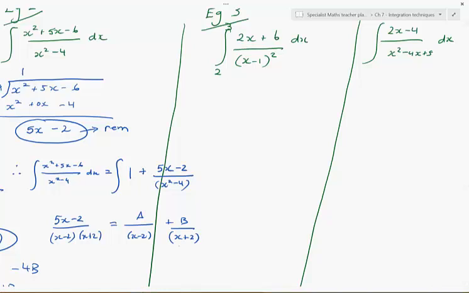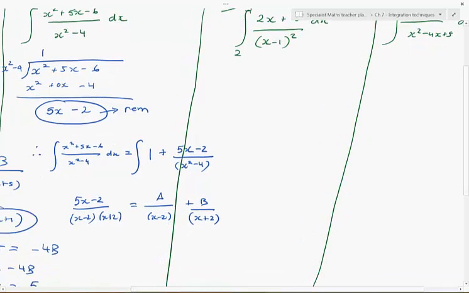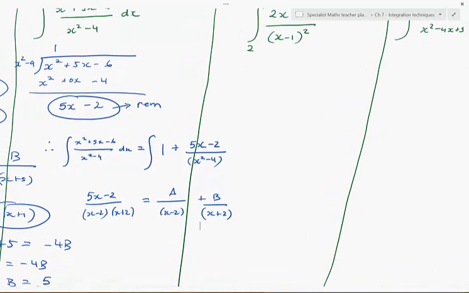Now, we've just done one of those. So what did you find for A and B? What did you get for A and B? A is equal to 3. B is equal to 2. All right, thank you.